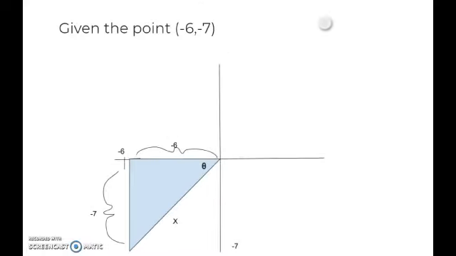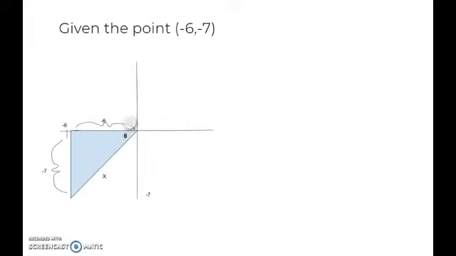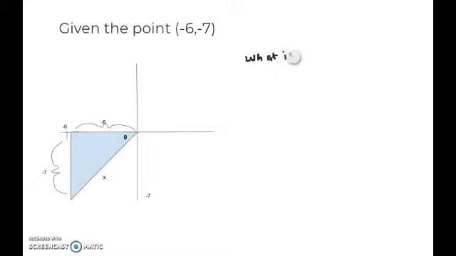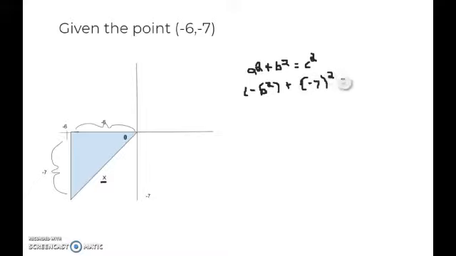Given the point -6, -7, find all 6 trigonometric functions. So this is a diagram that was pre-made, that I made, and so the first thing you do is find out what x is. And to do this, you use the Pythagorean theorem, which is a squared plus b squared equals c squared. And so that'd be -6 squared plus -7 squared equals c squared.